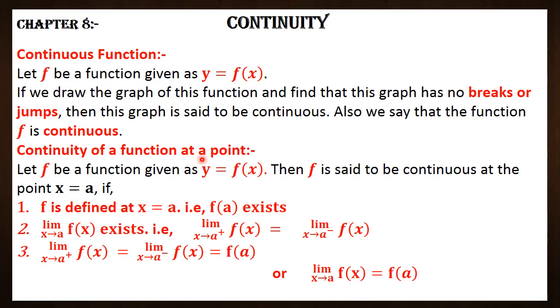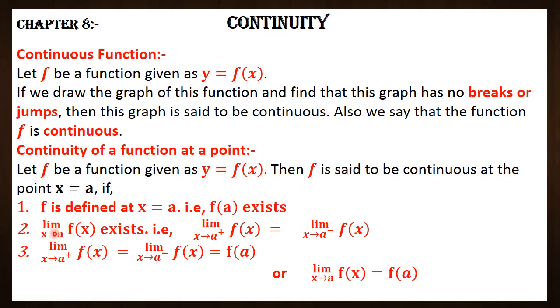Continuity of a function at a point. Let f be a function given as y = f(x). Then f is said to be continuous at the point x = a if three conditions are satisfied. First, f is defined at x = a. f is defined at x = a means f(a) exists.